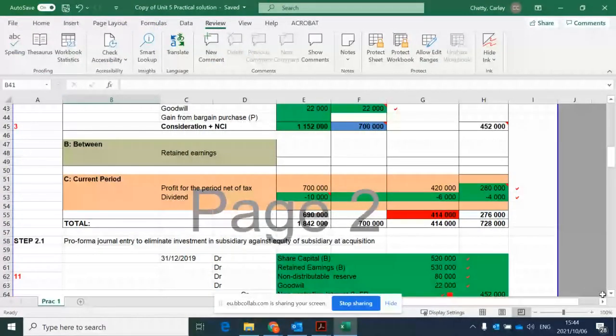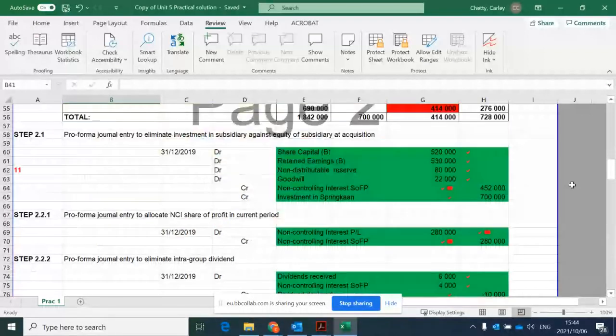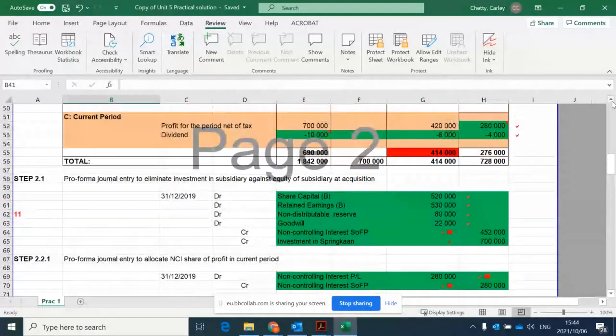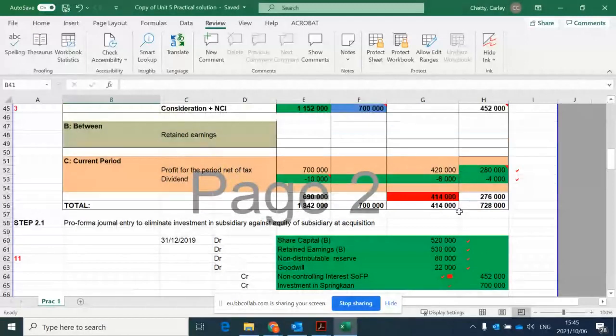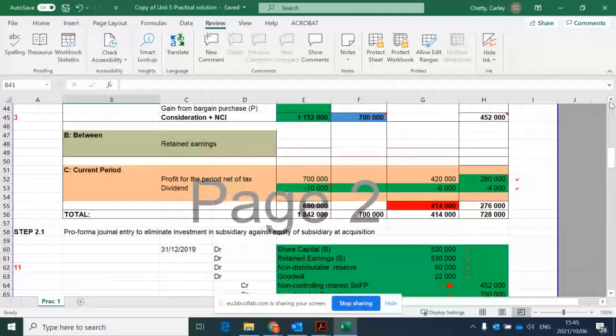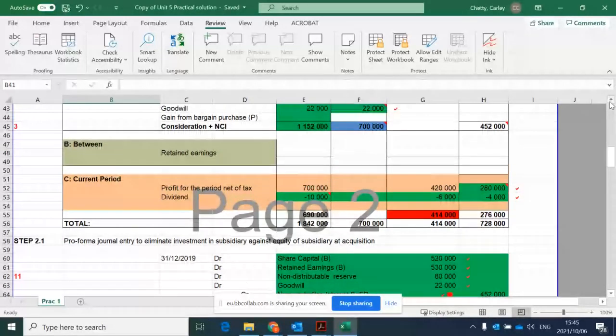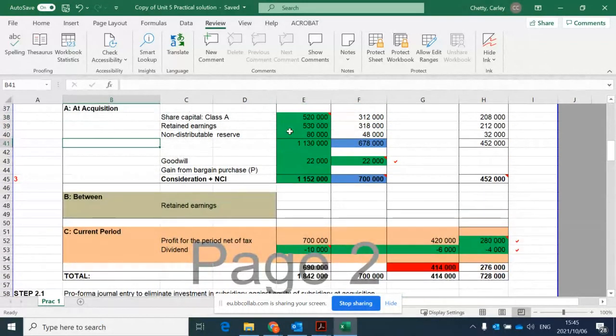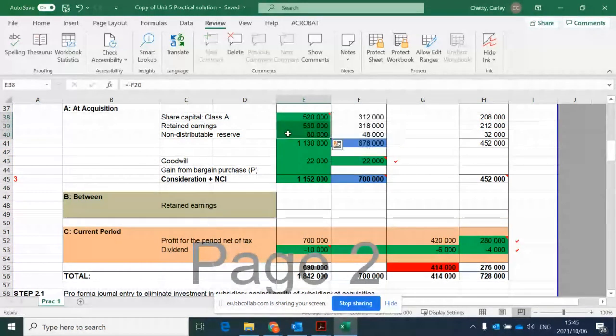Now, if we look at the second question, they asked us about all of those journal entries. So 2.1 asked us to process the at-acquisition journal entries. So the at-acquisition journal entries here would be to debit share capital of 520,000, debit retained earnings, and debit non-distributable reserves. When you do your at-acquisition elimination journal entries, you're using these amounts for 100%. Okay, so those are the at-acquisition journal entries.